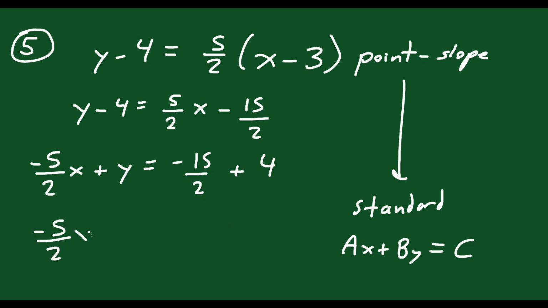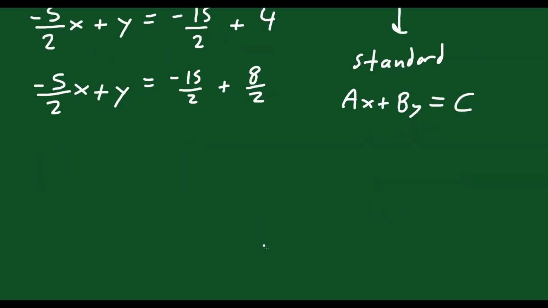So negative 5 over 2 x plus y equals, how do I do this? Well, I need a common denominator, so I'll have negative 15 over 2 plus 8 over 2. And then I can put those two numbers together, right? Negative 15 plus 8, that's going to be negative 7 over 2. And then this stays the same. Remember, I don't want the coefficient in front of my x to be a negative or a fraction, really. So I'm going to multiply everything here by negative 2 to get rid of those.